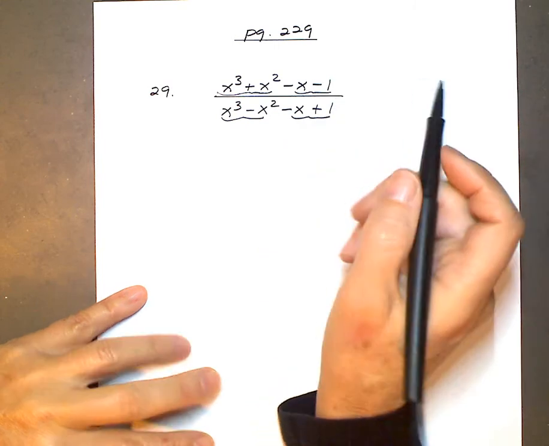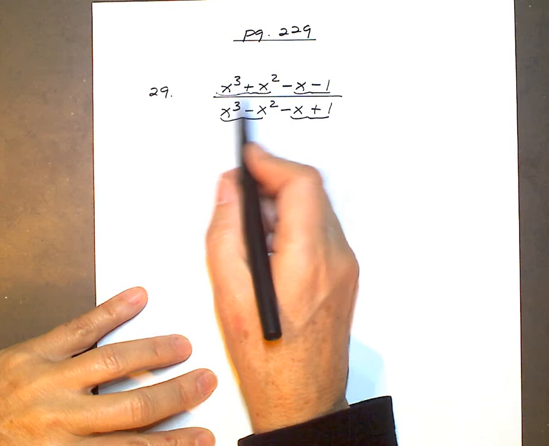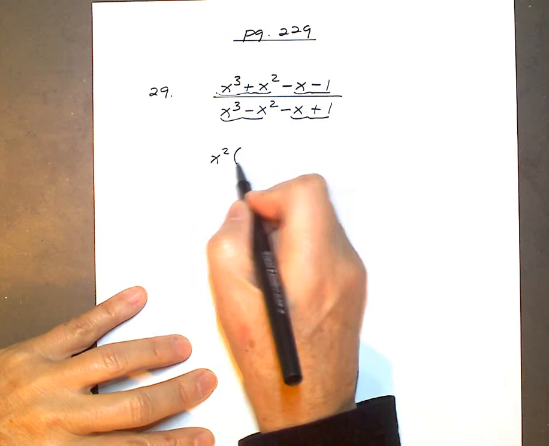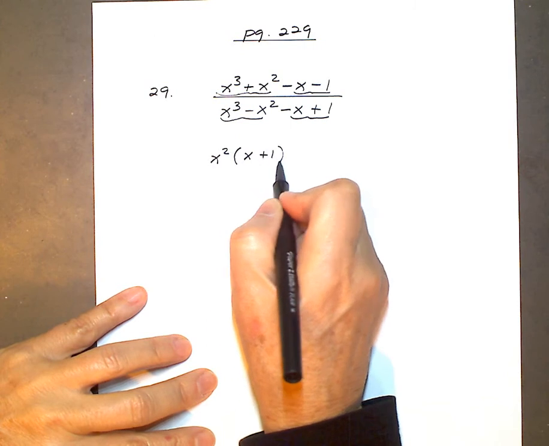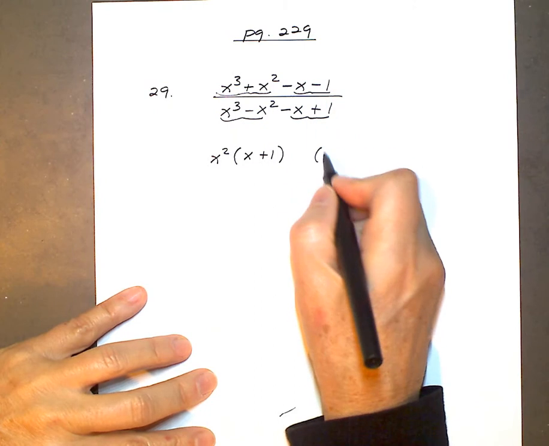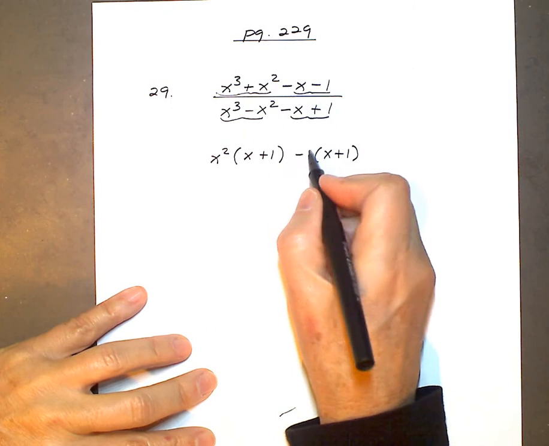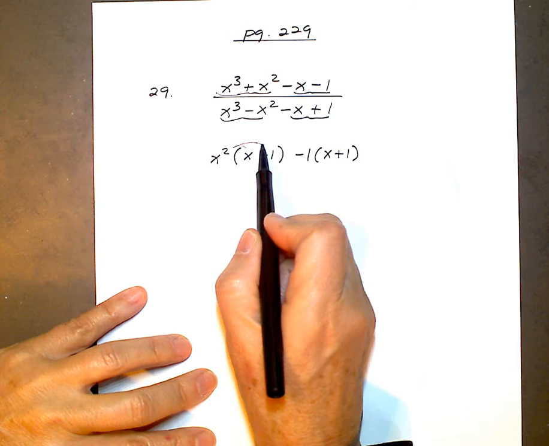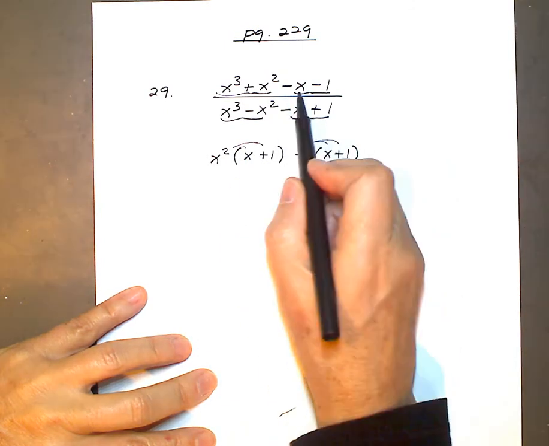2 and 2. So working on these first 2, I can pull out a common factor of an x squared, and then I'll have an x plus 1. And if I want to get an x plus 1 with those, I think this should work if I put a negative 1 here. So this would be x to the third plus x squared, that checks, minus x minus 1, that checks.